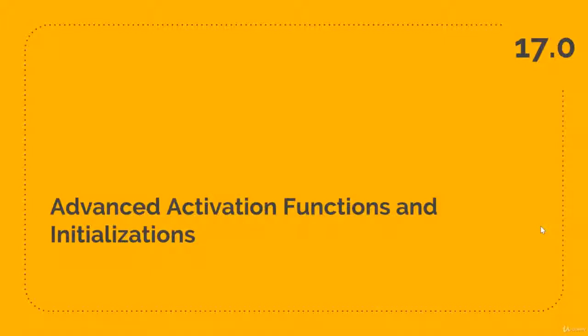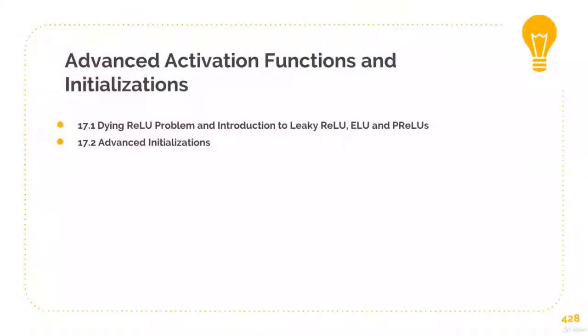Okay, hi and welcome to chapter 17, where I talk about advanced activation functions and initializations. Those are some other features that Keras allows us to configure when tuning or creating our CNNs. Before I begin, I'm going to talk about the dying ReLU problem and introduce you to why we need leaky ReLU, ELU, and PReLUs as well. And then I talk about advanced initializations. Okay, so let's get started.